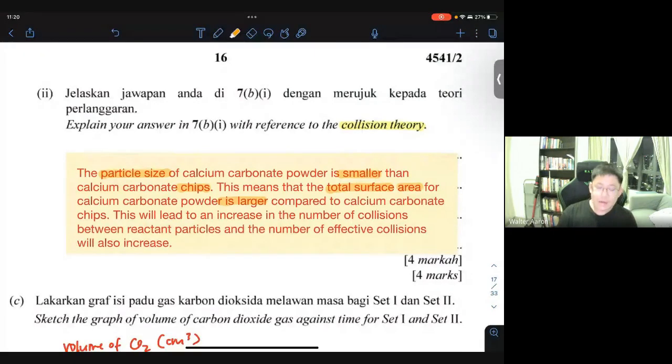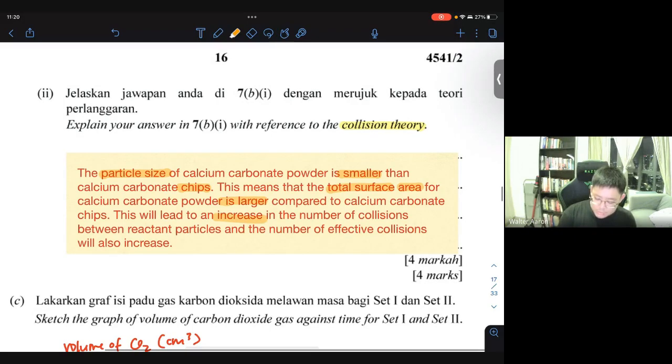And then after that, explain what happens if we have a larger surface area. A larger surface area will lead to an increase in the number of collisions between the reactant particles. Meaning to say the particles of the reactants will collide even more often. The frequency of the collisions will increase. If the frequency of collisions increases, then the number of effective collisions should also increase. If you write all of that, you can prove that the rate of reaction will increase. So by writing these 4 points, you get 4 marks in total.